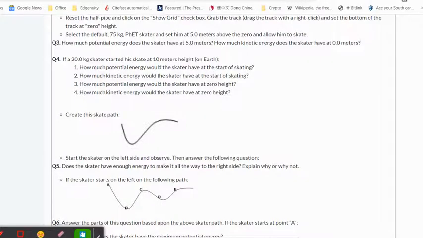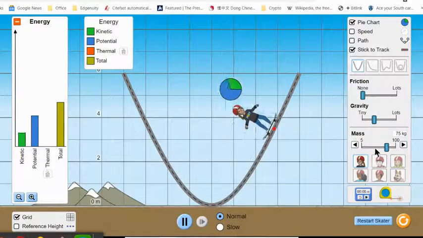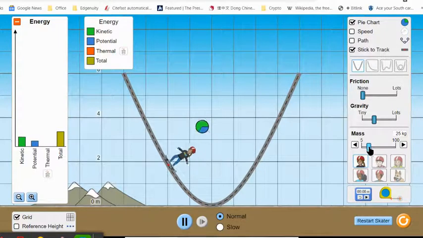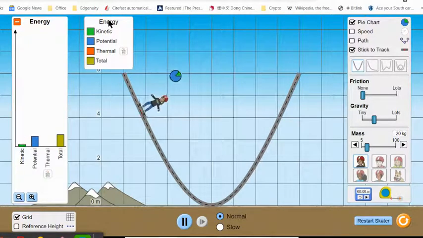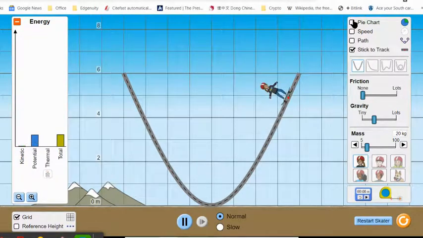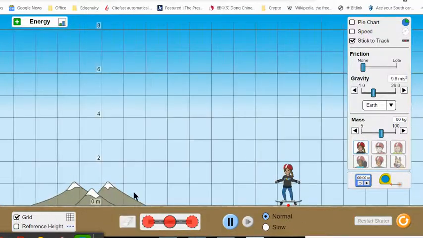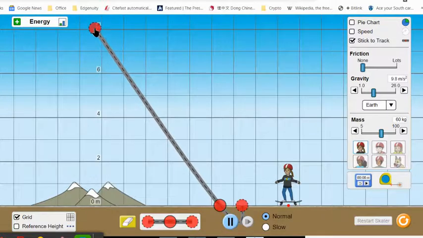If a 20 kilogram skater started at 10 meters on Earth, let's make them 10. Okay, so 10. He's 20 kilograms. So let's make it 20 kilograms. And it's not going to let us start at 10 meters. So we go here, grid. The most we're going to be able to do here is 8 meters, it looks like. So let's do here.